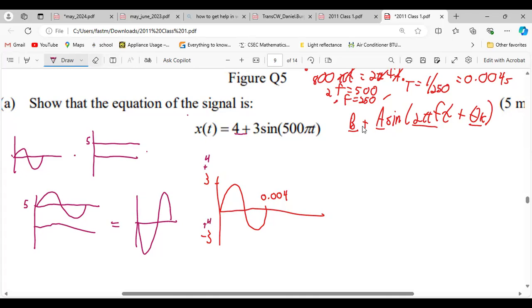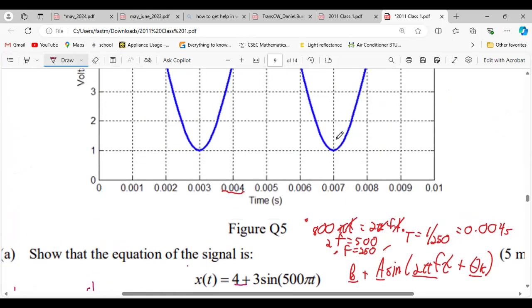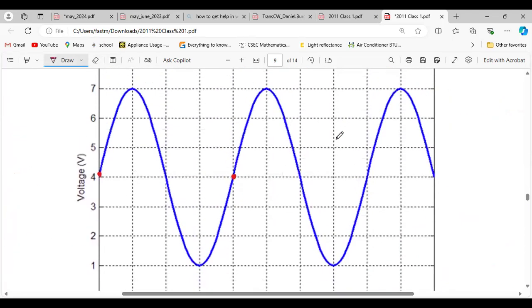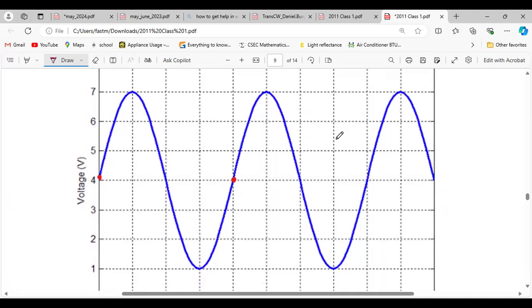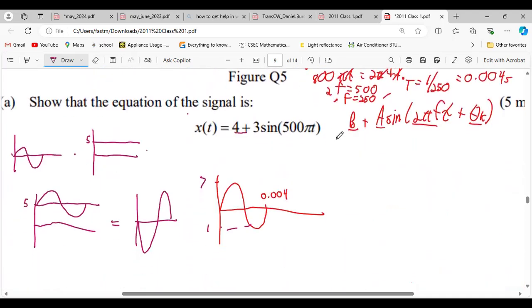So -3 +4 is 1. So the lower bound will be 1 now, and the upper bound will be 3 + 4, which is 7, right? 7. Okay. So if you look at the graph, you see it, 1, 7. Yeah. And that is it.